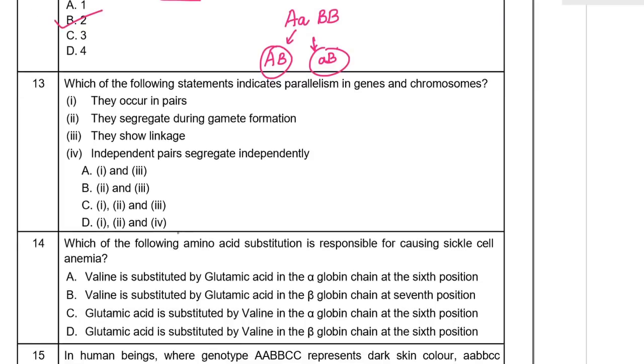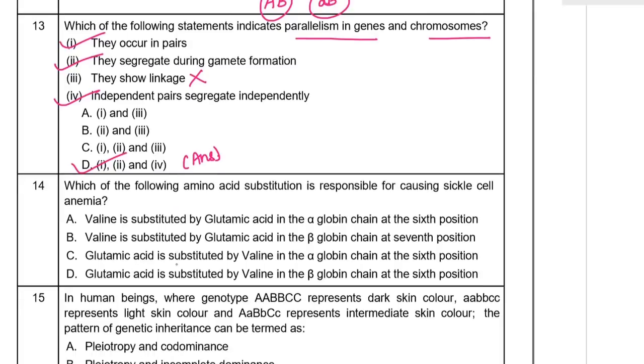Question 13. Which of the following statements indicates parallelism in genes and chromosomes? So this could be seen: they occur in pairs. Yes, definitely. They segregate during gamete formation. Yes. They show linkage? No, in parallelism there is no linkage. Independent pairs segregate independently. Yes. So this would be our options 1, 3 and 4. So this is your 1, 2 and 4. That is your option D is the correct answer. So option D is our answer. Now coming to question number 14.